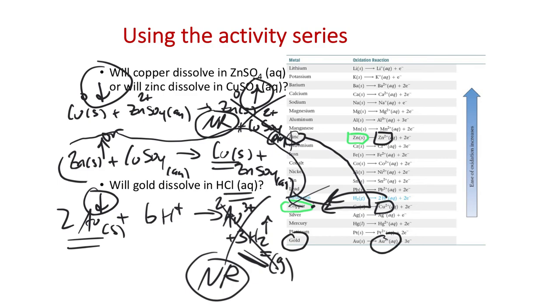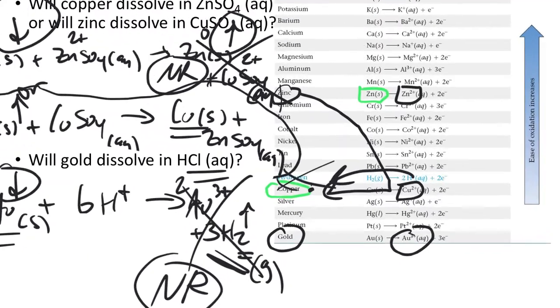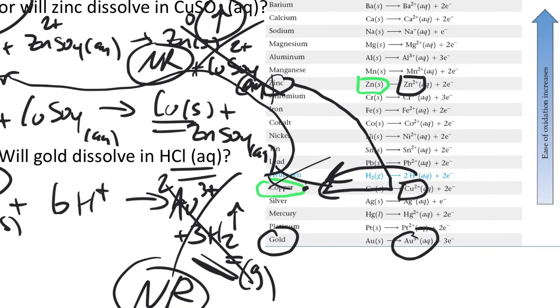the less reactive gold. Yes? Hydrogen is not even on the list. Hydrogen is in the blue list. I just wrote too much on top to see it. Hydrogen is that blue one right in the middle. Oh, thank you. Yeah.